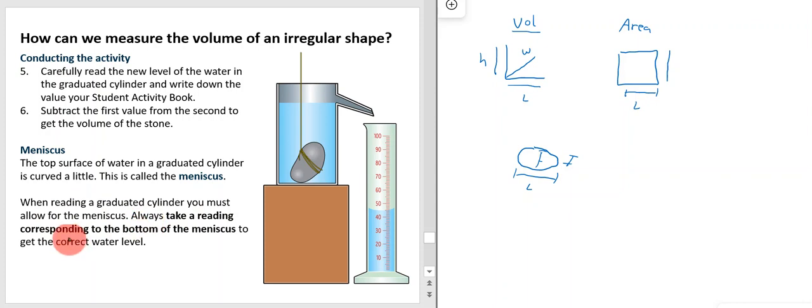Always take the reading corresponding to the bottom of the meniscus to get the correct water level. So you're always reading from the bottom of this meniscus like so. Basically, you will have the water, it'll be kind of curved like that, and you don't read from the top part here. You read from this bottom part. So that's where you take your measurement from. Okay, so you line that up with the graduation on the cylinder.